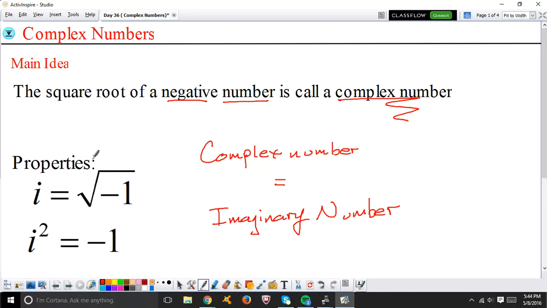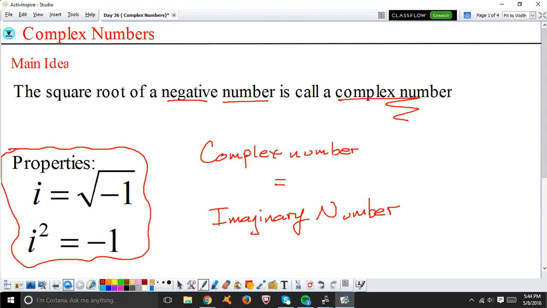So the square root of -1, that's i. And i to the second exponent is equal to -1. These are two properties that we're going to be using when we're about to simplify some square roots. So just remember that. If you take the square root of a negative number, that's an i. And i squared equals -1. And complex and imaginary numbers represent the same idea.